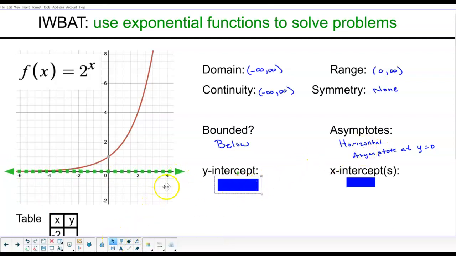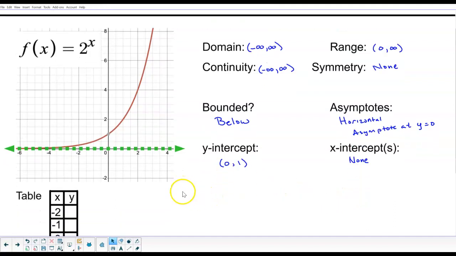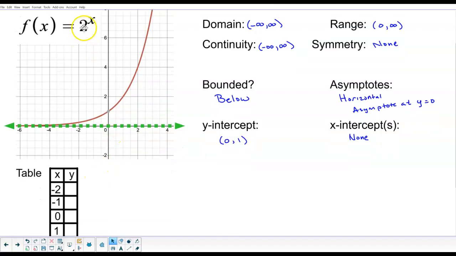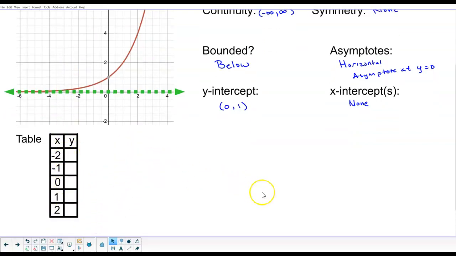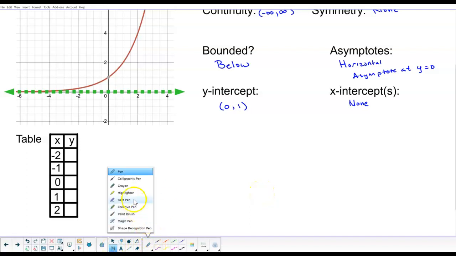The y-intercept, where is the x value equal to 0? At 1. The x-intercept ties into the asymptote. Since we're never going to cross that value, there will not be an x-intercept. If you ever wanted to plot this without a calculator, you still could identify this. Pick a table. Plug in -2, plug in -1, plug in 0, 1, and 2. That actually helps us review some of the properties we talked about yesterday.